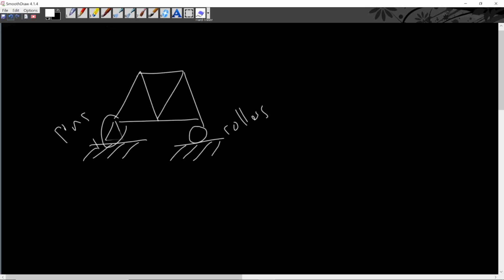And so we have a pin that controls the movement in both the x and y direction. This is a pinned support. I think I call it pins plural, but technically the correct way of saying it is a pinned support. And then this is a roller support.